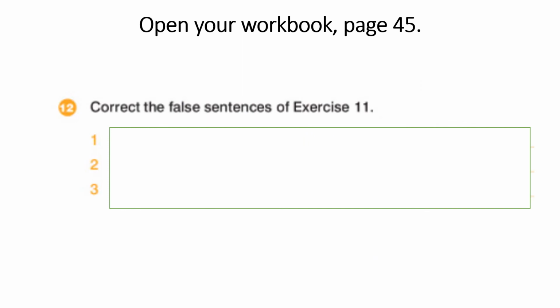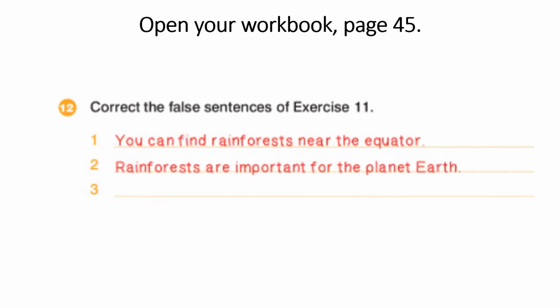Now open your workbook, page 45, correct the false sentences of exercise 11. Ispravi pogrešne rečenice u zadatku prijašnjem. You can find rainforests near the equator. Rainforests are important for the planet Earth. Copy this in your workbook. Stop the video.